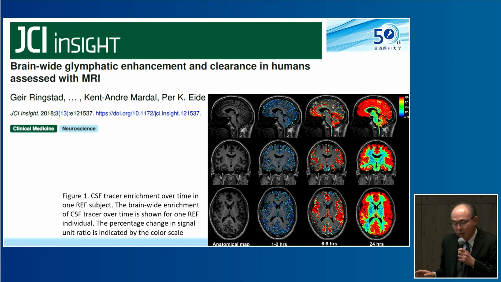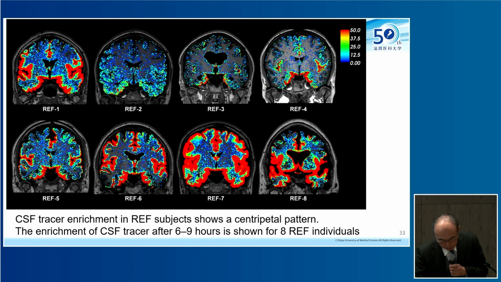Yes, some other work in humans. This is from Ringstad in Norway. They did many cases of intrathecal injection in humans, and they also looked at sequential change in normal patients and some pathological patients. In his report, these are reference patients, maybe 8 normal patients, and they also show that in humans there are many differences. At 6 to 9 hours, the enhancement is very different for each individual.